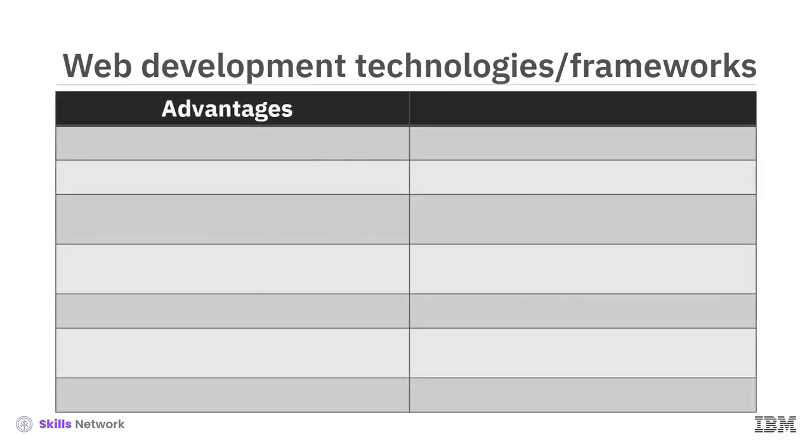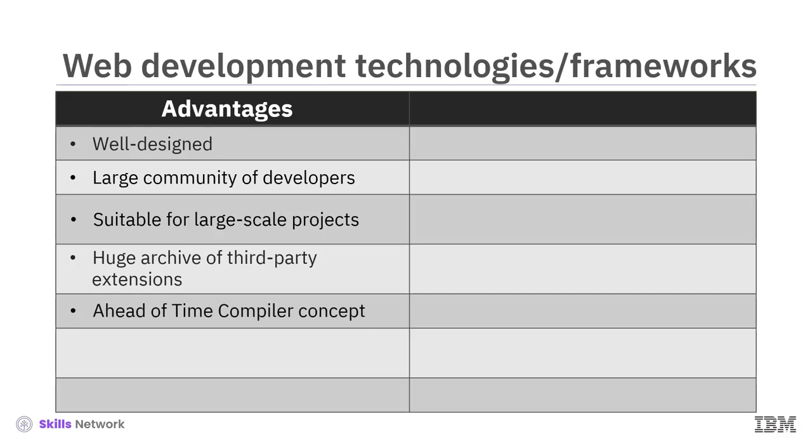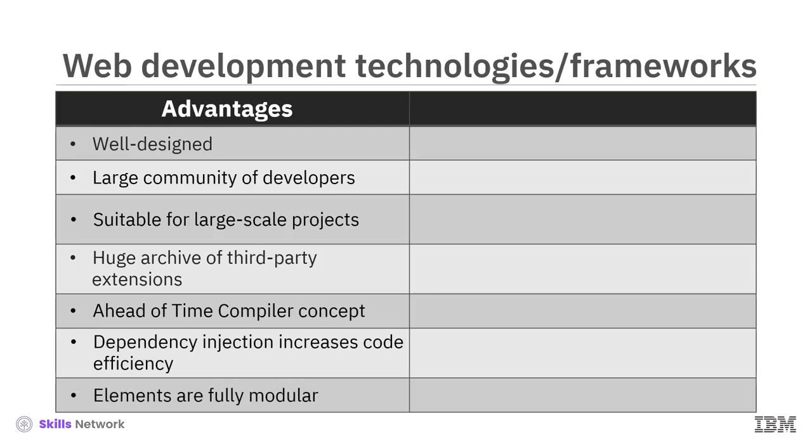Some advantages of Angular are: it is well designed. It has a large community of developers. It is suitable for large-scale projects because of its complex infrastructure. It has a huge archive of third-party extensions to choose from. It has an outstanding concept, ahead-of-time compiler, which optimizes speed and security. The dependency injection increases code efficiency. The elements are fully modular.